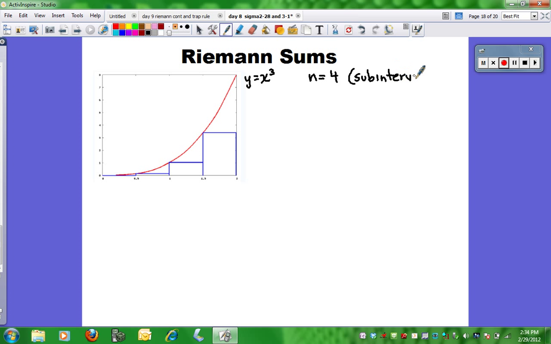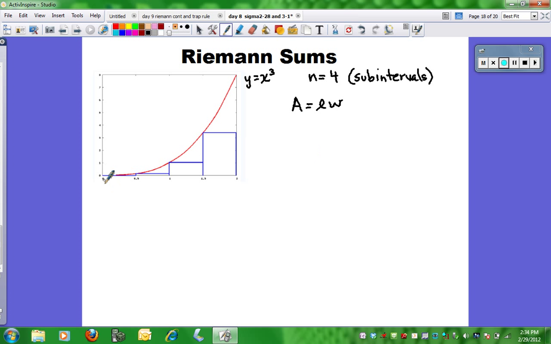Now that is usually given to us. It's not something you create. And we have here 1, 2, 3, 4 subintervals. So that's where that's coming from. We know that the area of a rectangle that we're finding is area equals length times width.